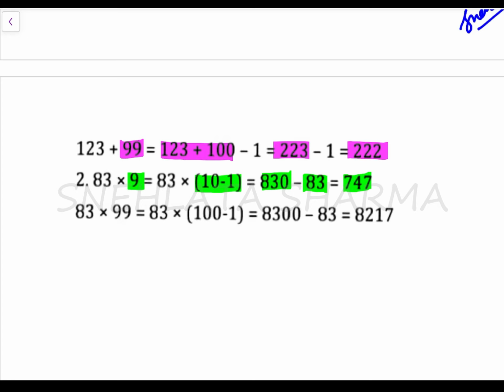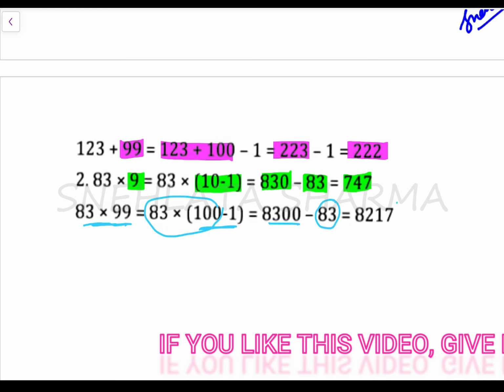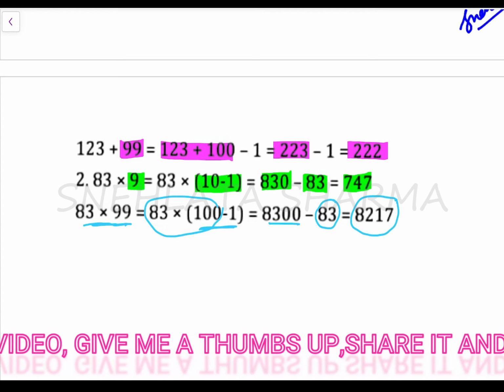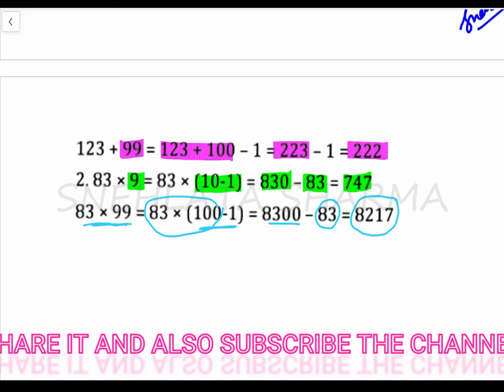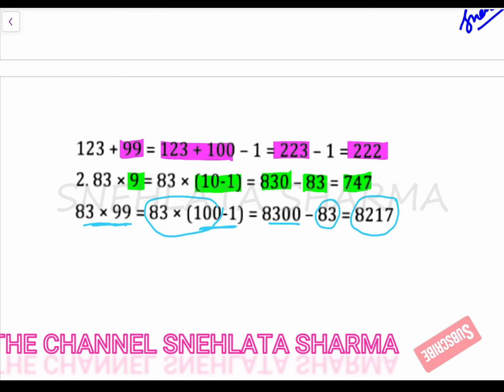Another example of the multiplication process, 83 multiplied by 99. Here instead of 99, I write 100 minus 1. Now 83 multiplied by 100 gives me 8300, and 83 multiplied by 1 gives me 83. Now I will subtract these two and 8217 will be the answer. So by now you have learned that observation of number patterns can guide us in simplifying the processes and makes our calculations easier.